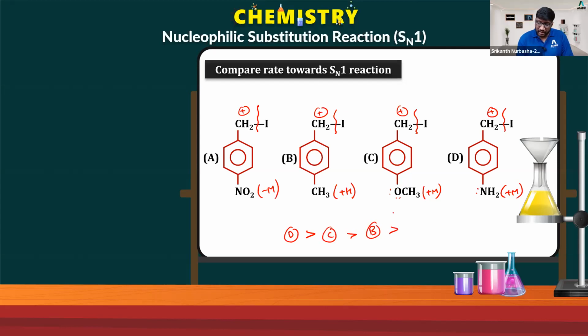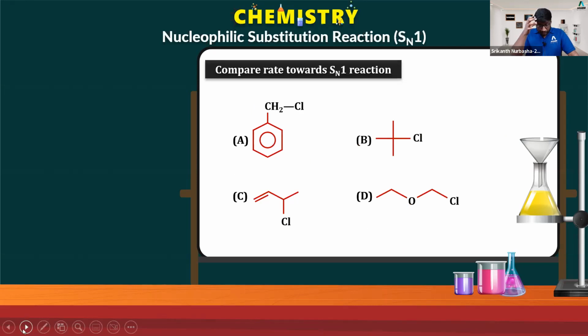When compared to D and C, how have we compared? NH2 is greater, because nitrogen is less electronegative, right? Less electronegative nitrogen cannot withhold the lone pair greatly. It will be used in the donation greatly. So D, C, B, A, that is the right order.